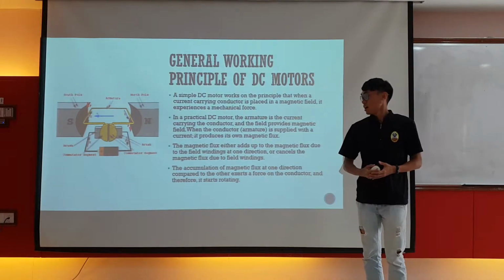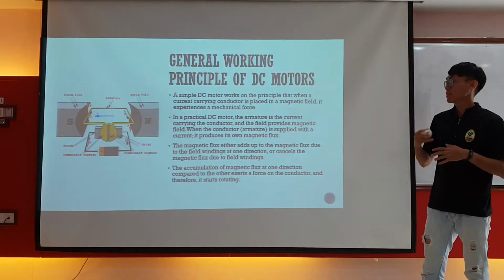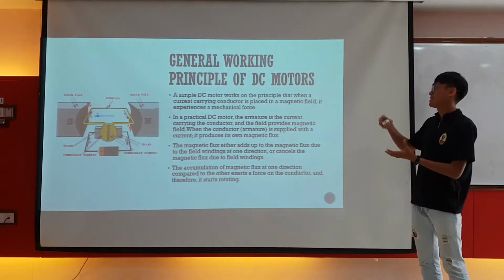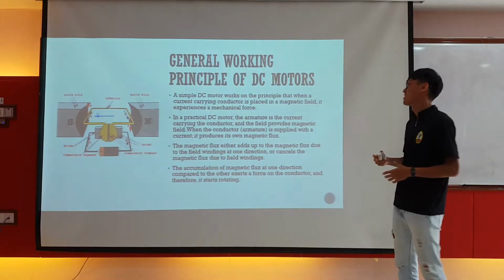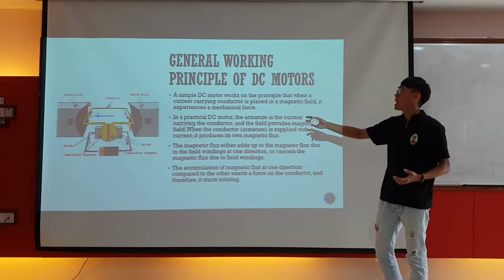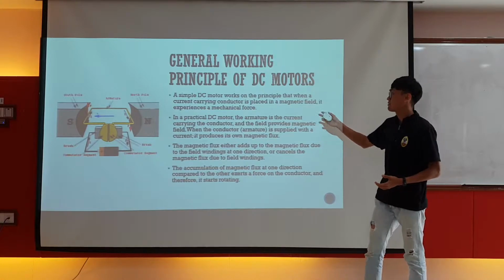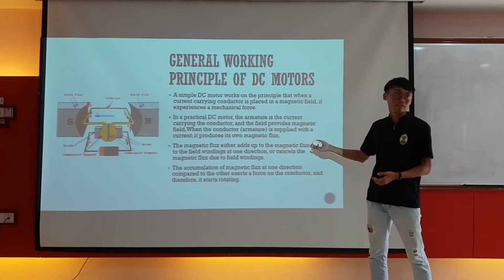Basically, a DC motor works on the principle that when a current carrying conductor is placed in a magnetic field, it experiences a mechanical force. In a practical DC motor, the armature is the current carrying conductor, and the field provides the magnetic field. When the conductor is supplied with a current, it produces its own magnetic flux.